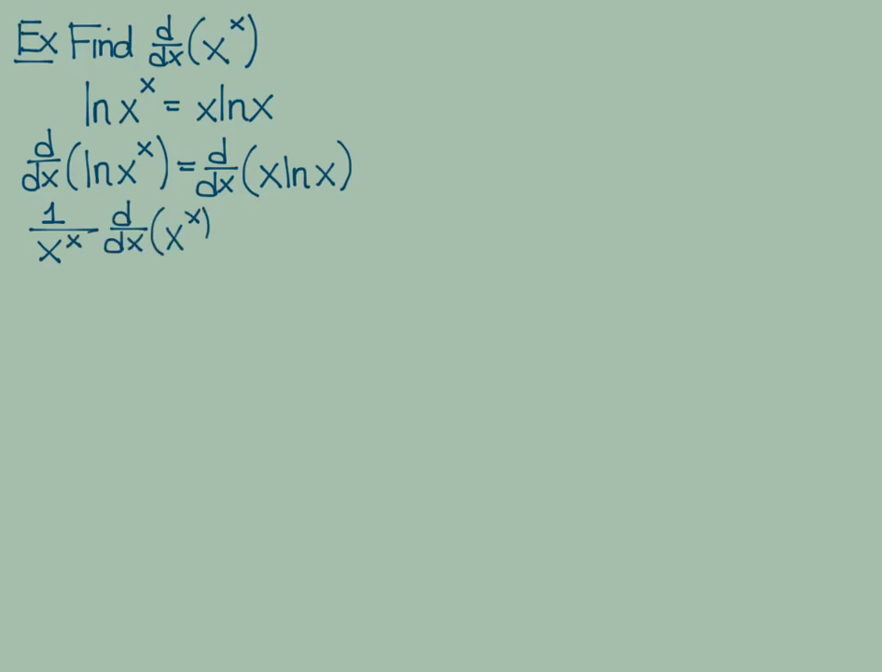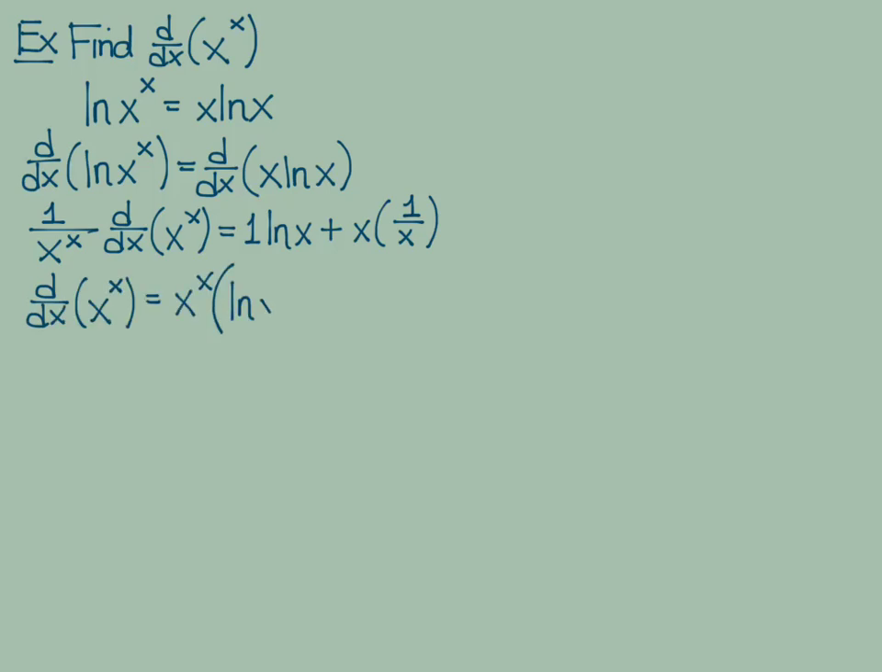The derivative of natural log of x to the x will be 1 over x to the x, that's the derivative of the outside, leaving the inside the same, times the derivative of the inside, which is d by dx of x to the x. For the right-hand side, we'll use the product rule. The derivative of the first thing, x, leaving the second thing alone, ln of x, plus, leave the first thing alone, x, times the derivative of the second thing, 1 over x.